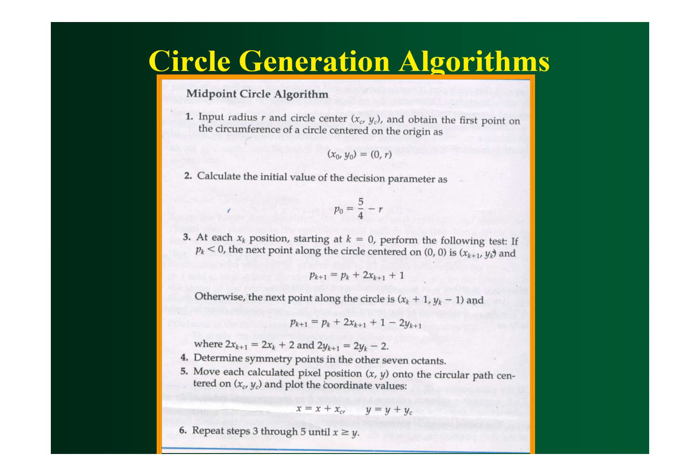Determine the symmetry points in the other seven octants in a similar way. Move each calculated pixel position (x, y) onto the circular path centered on (xc, yc), and plot the coordinates. So x equals x plus xc, and y equals y plus yc. We repeat these steps, step 3 through step 5, until x is greater than or equal to y. Thank you.